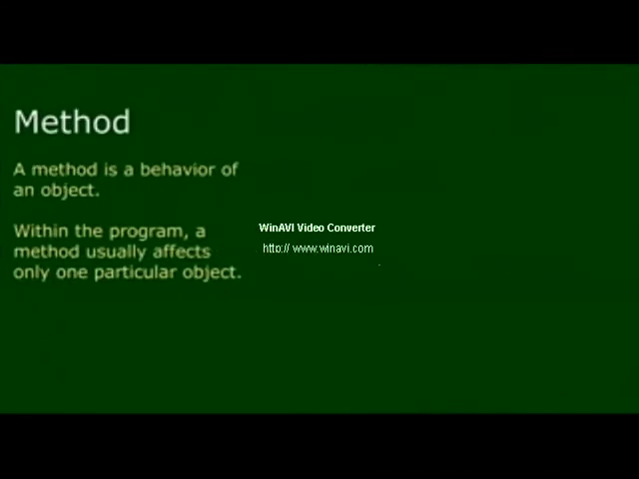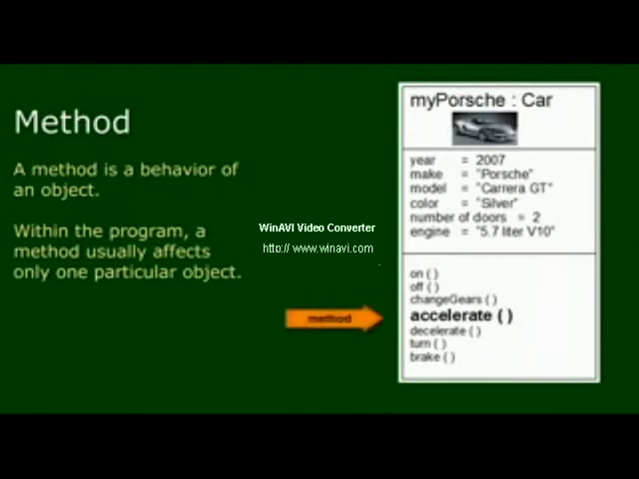A method is a behavior of an object. Within the program, a method usually affects only one particular object. In our example, all cars can accelerate, but the program only needs to make My Porsche accelerate.